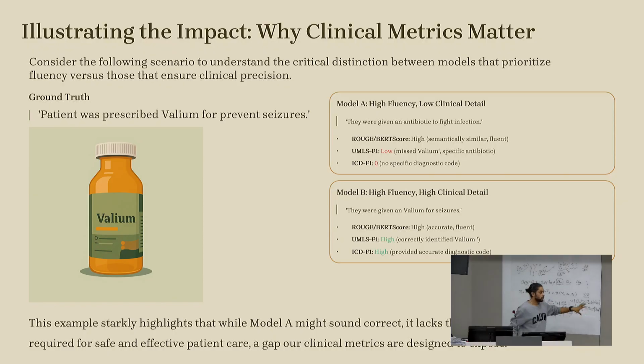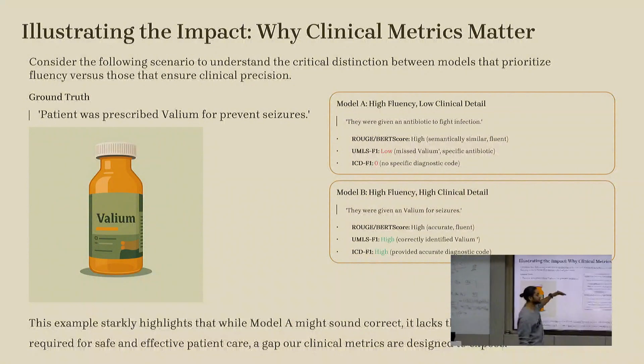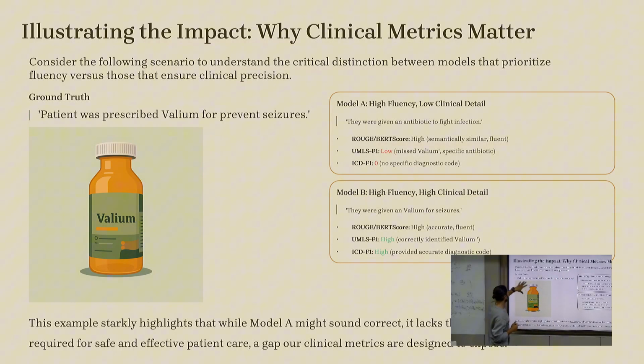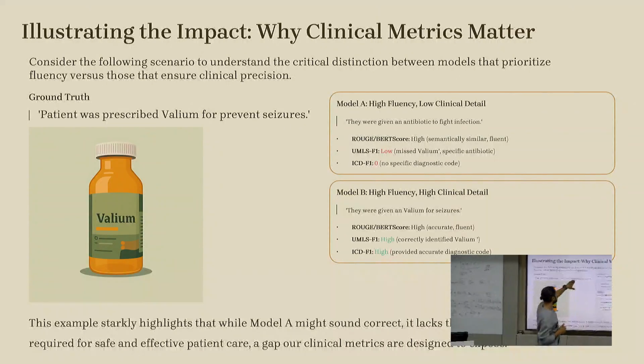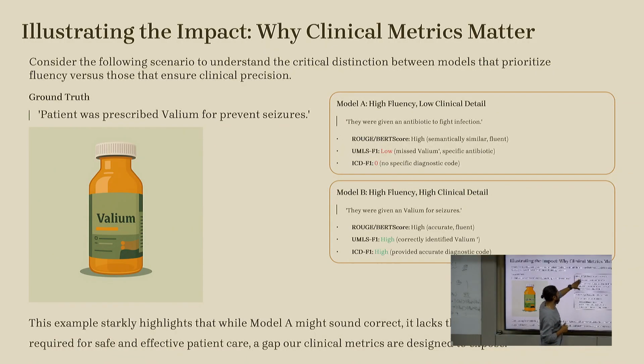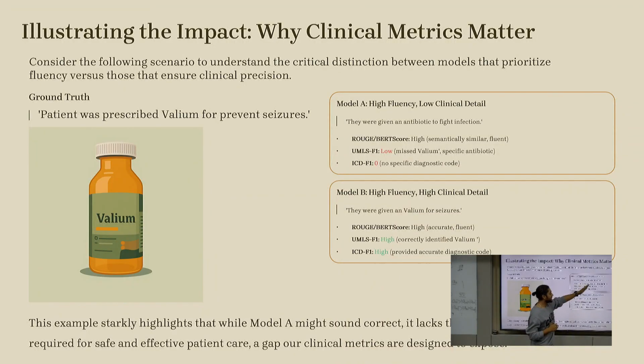So this is an example of why we have to use clinical metrics over generic NLP metrics. You can see this is the ground truth answer: the patient might be prescribed Valium to prevent seizures. But the model A answer just says they are giving an antibiotic to fight the infection. If you go for the BERT score or ROUGE score, they are semantically the same and fluent. This is how the ROUGE score and BERT score evaluate the text.